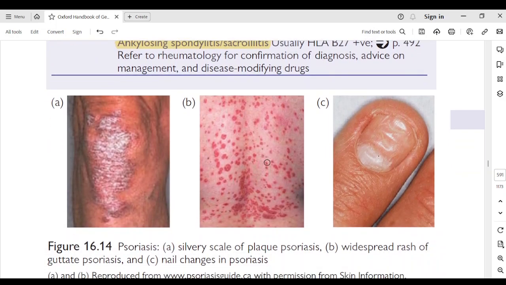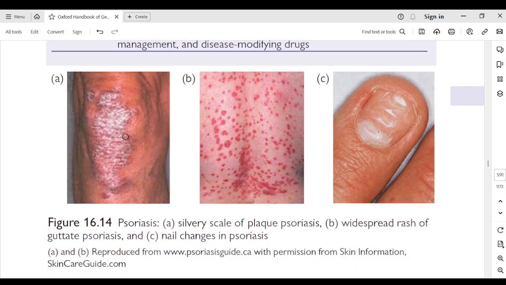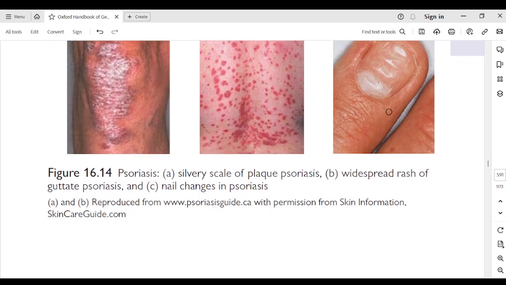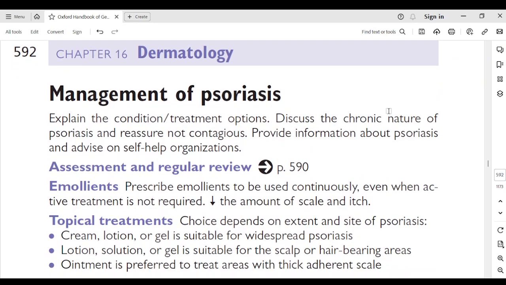So this one is chronic plaque psoriasis on the extensor aspect of the knee, with the silvery scale of plaque psoriasis. This one is a widespread rash of guttate psoriasis, and this one shows nail changes, pitting and onycholysis in psoriasis.